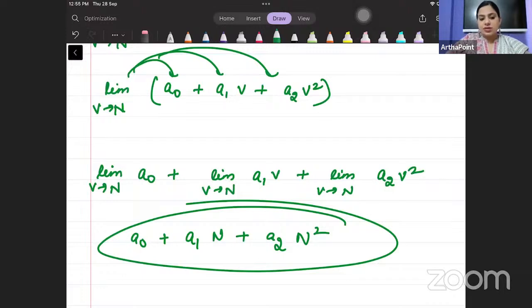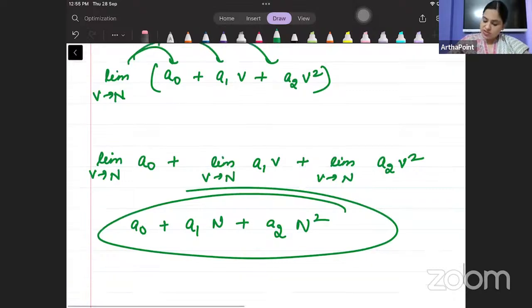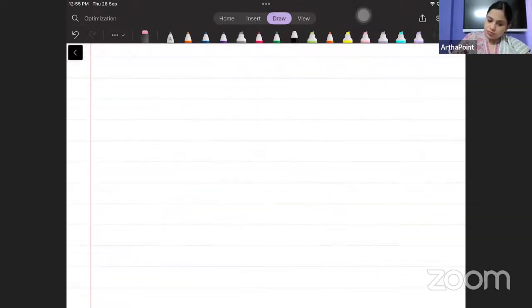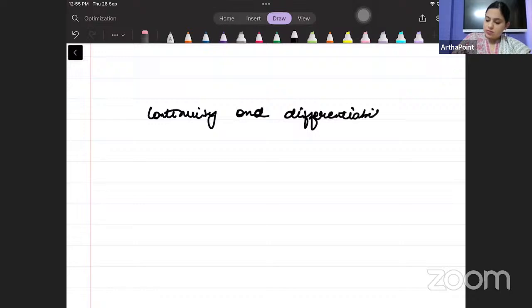Is this clear? Okay, so beta this is the concept of the theorems of the limits that we have just now ended. Now I want to talk about something else which is called as continuity and differentiability of the function. So please लिख लो: continuity and differentiability of the function.